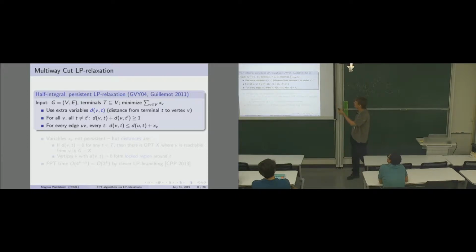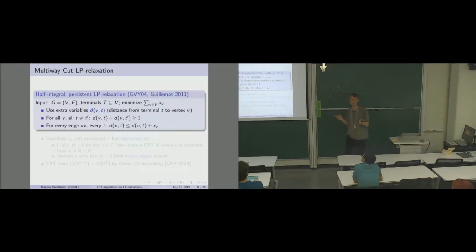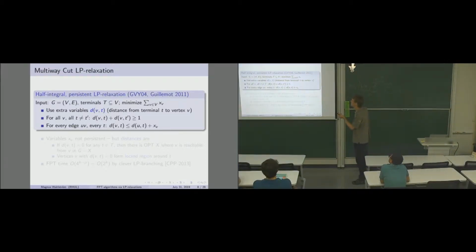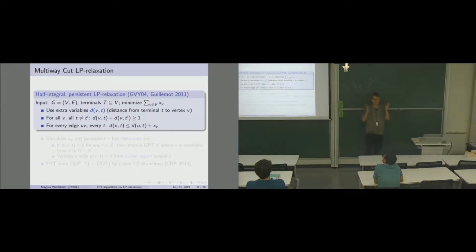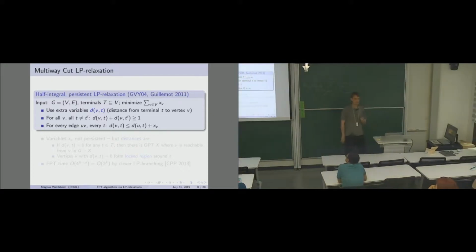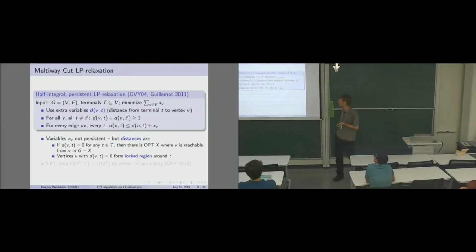Then you have one constraint saying that for every vertex, the sum of distances from the vertex to the terminals is equal to 1. And the distance from V to T is not allowed to be larger than the distance of a neighbor to T plus the amount by which V is deleted. So this is some relaxation which was known in approximation to be half integral.